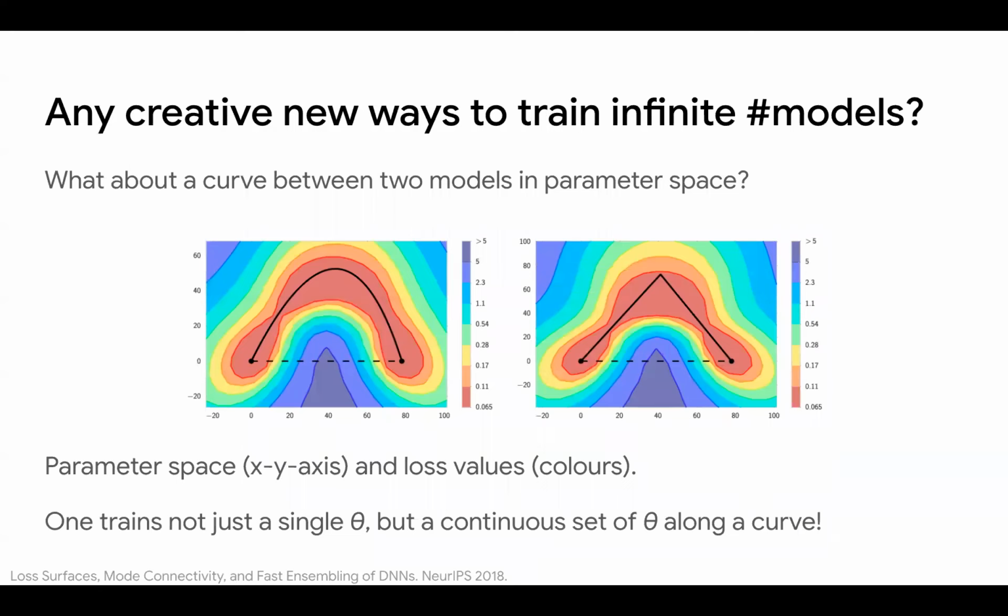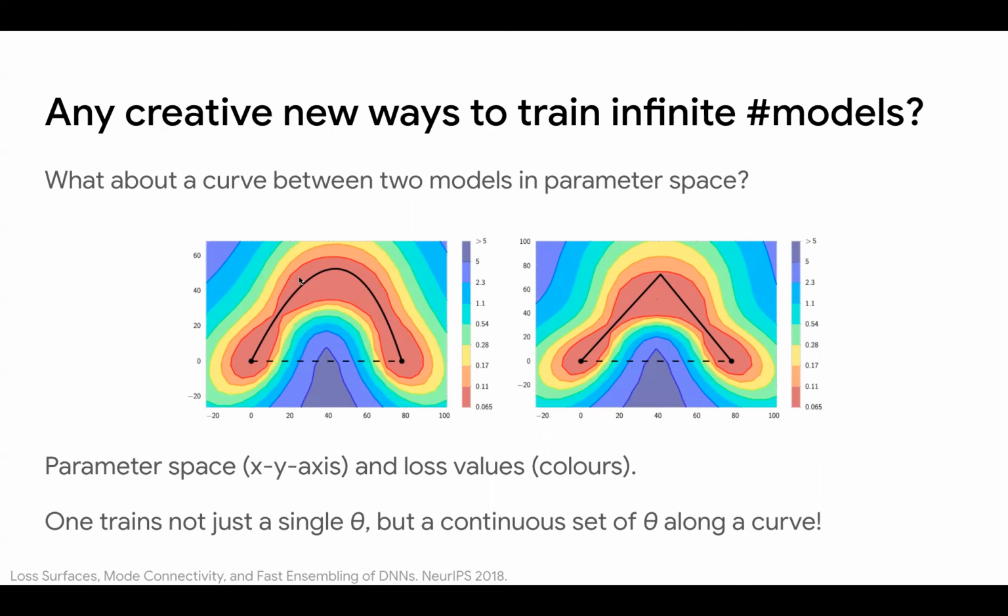Anyways, so based on that, can you think of creative new ways to train an infinite number of models? Maybe yes. I'm going to give an answer. So we're talking about training a Gaussian space around the point. But we can also think of training more global connections between two faraway points in the parameter space. For example, a curve in the parameter space.